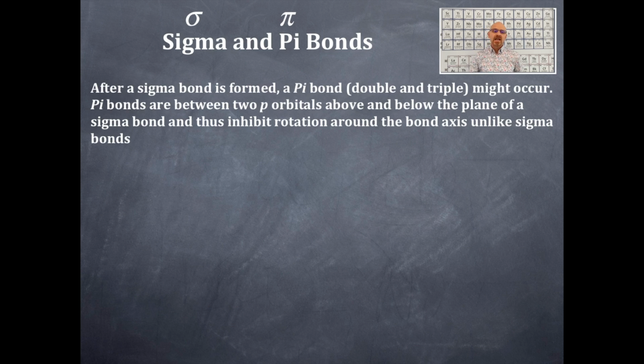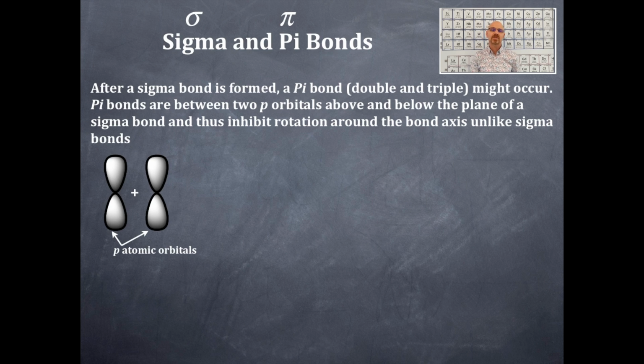Now after a sigma bond is formed, some molecules, but not all, can form a pi bond. And the pi bond is when you have a double bond or a triple bond. Pi bonds are between two p orbitals that are above and below the plane of the sigma bond and thus inhibit rotation around the axis, unlike a sigma bond. A sigma bond can rotate, and double bonds and triple bonds cannot rotate because the pi electrons are above and below the plane of the sigma bond.